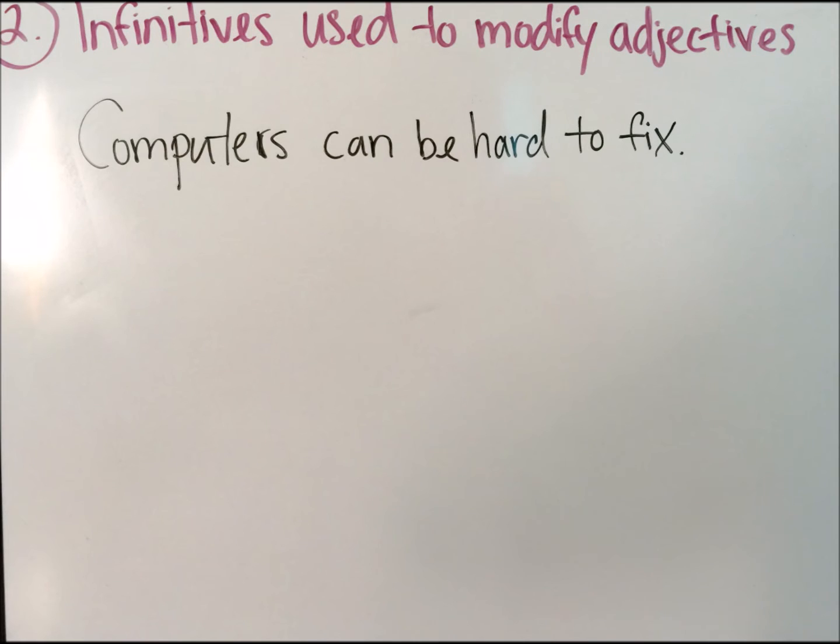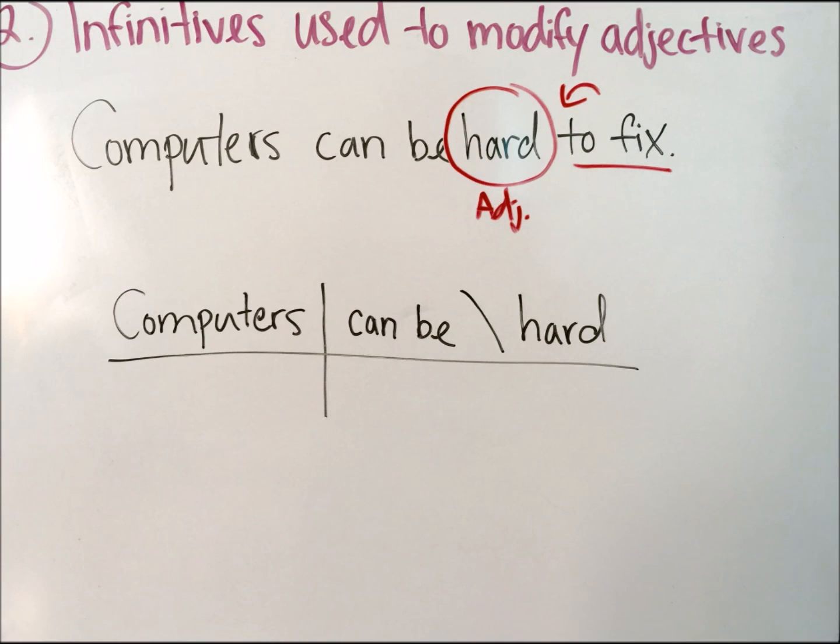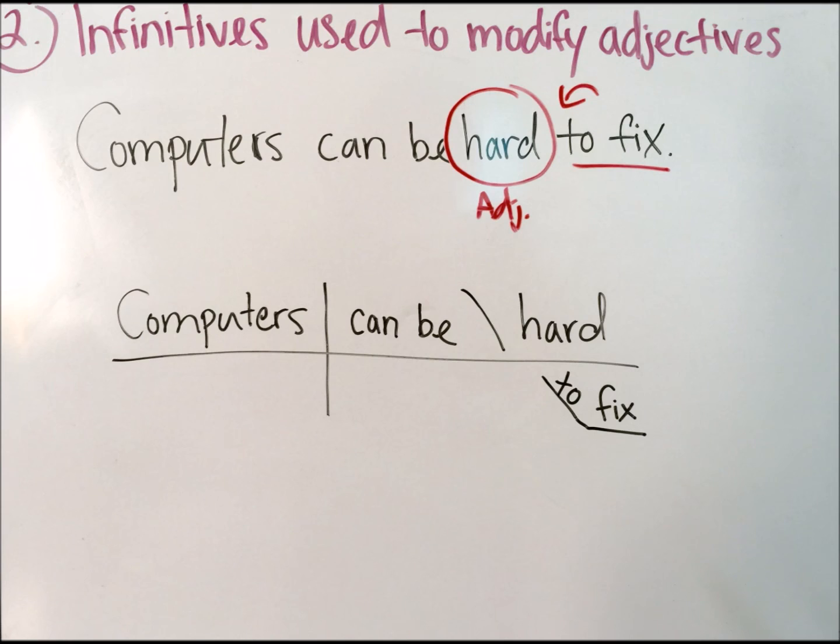Here's another example. Computers can be hard to fix. So to fix is the adverb infinitive modifying hard, which is the adjective of the sentence. And when you diagram it, computers is the subject, can be is the verb, and hard is the adjective. And to fix will go right under the adjective.